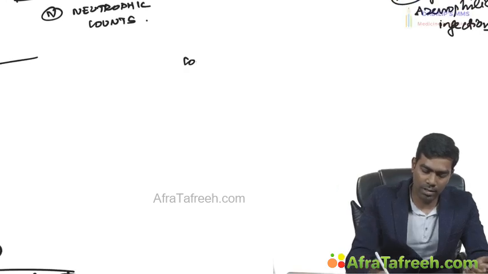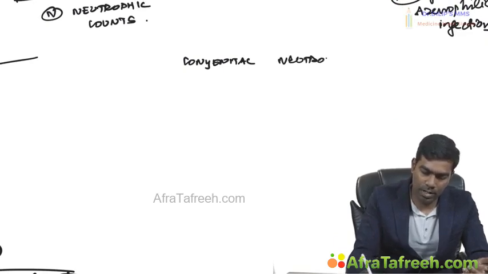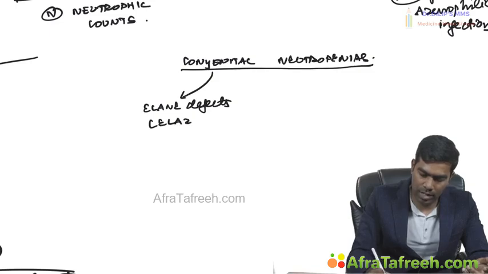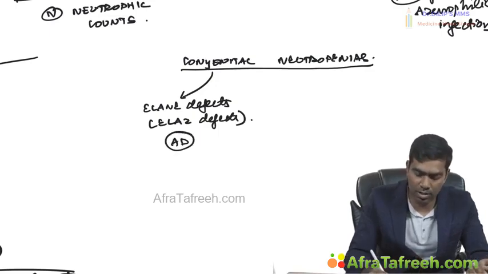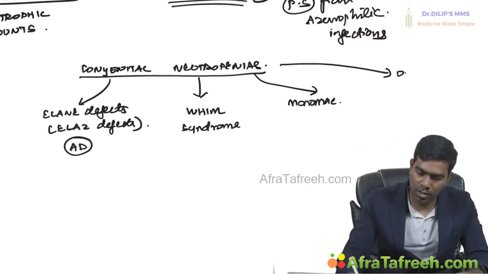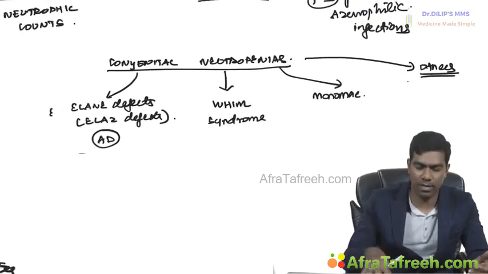Finally, where will you get these congenital neutropenias? Congenital neutropenias can be classified into three things. One is ELA2 defects, otherwise called problems of the neutrophil elastase, and these disorders are generally autosomal dominant. Second, you have WHIM syndrome, and third, you have others, which we have already discussed.